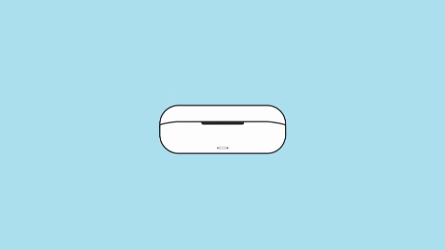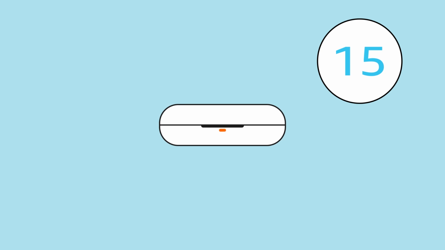Put your Echo Buds in the case, close the case, and press the button on the bottom for 15 seconds. The LED turns solid orange when the factory reset is done.